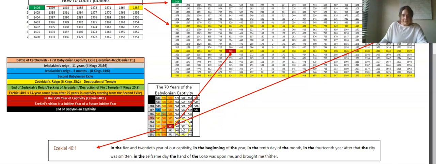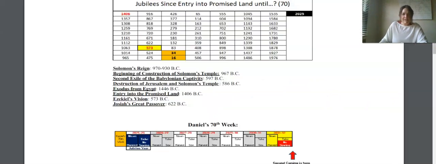So what you learn about here is that he was in the 25th year of our captivity. From the second exile of the Babylonian captivity, 597 BC to 573 is the 25th year, which is also the 14th year after the city was smitten in 586. So that takes you to the precise year in which Ezekiel is receiving his prophecy. And he tells you he's on Nisan 10. So he is on Nisan 10 of 573 BC, prophesying about what will happen on Nisan 10 of the final Jubilee year, Nisan 10 of 2025. So this takes us back to our research, and this is all of the data points.